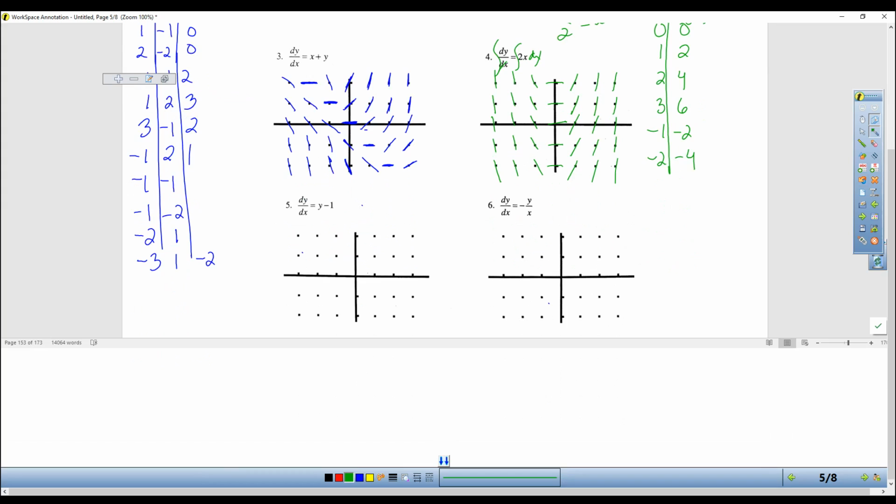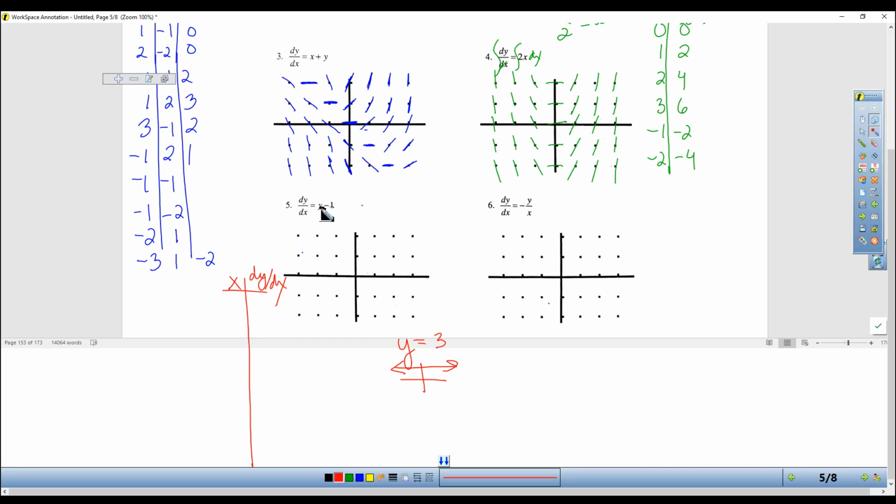So not all of them are as tedious as number 3. Number 5 is going to be a nice one because it only has y's. Now think about it. How do you expect the answer to look? X's are going to look the same vertically. Y's are going to look the same horizontally, backwards of how you might think, but consistent with y is equal to a number, like y is equal to 3, isn't that a horizontal line? So when y is constant and x varies, then it's going to be the same horizontally.